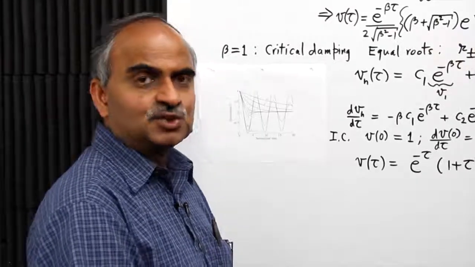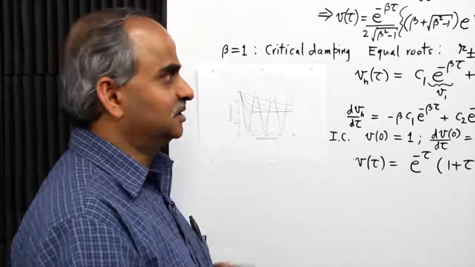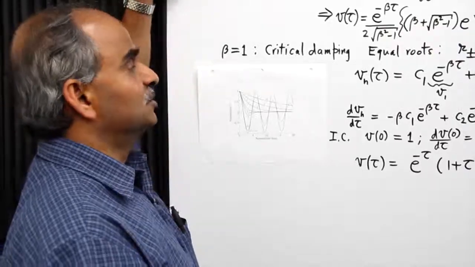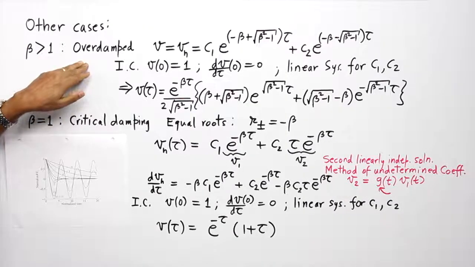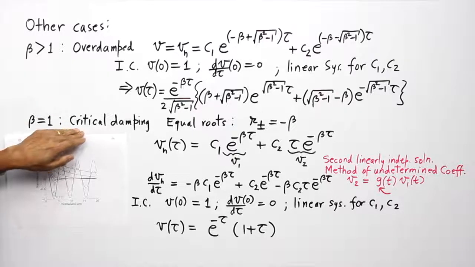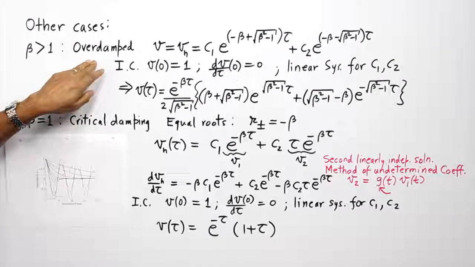Let's capture the other two cases that we need to discuss. The other two cases are when we have the overdamped situation corresponding to two real roots, and the critically damped case when the two real roots are equal.